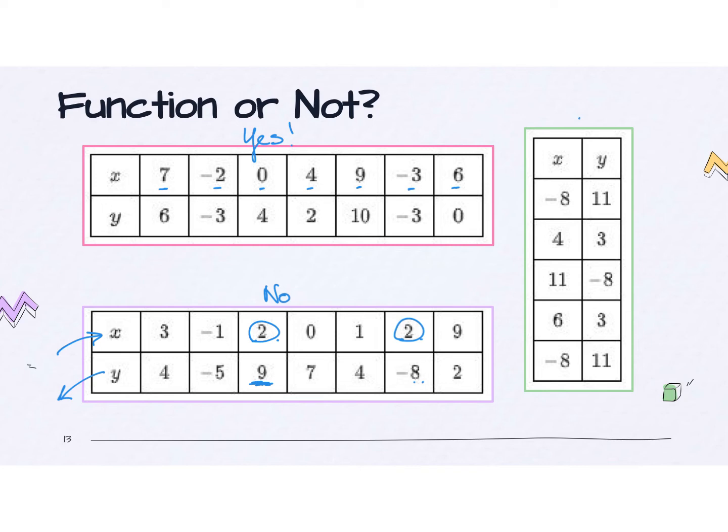As we're going through, this is the green one. We have a -8, and you can see we have a second -8. What is the value here? It's 11. And what is the value here? It's 11. So what has happened here? We've just repeated a value in our table. This is what we call a trick question. This, in fact, is, yes, a function.